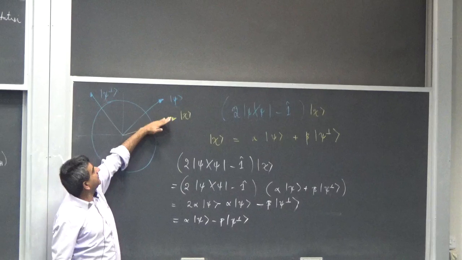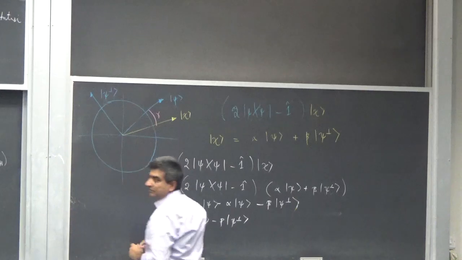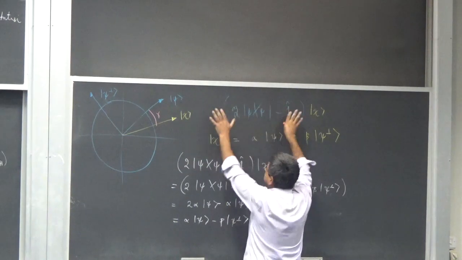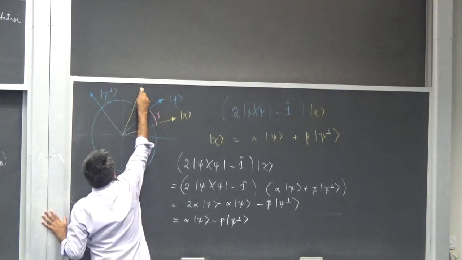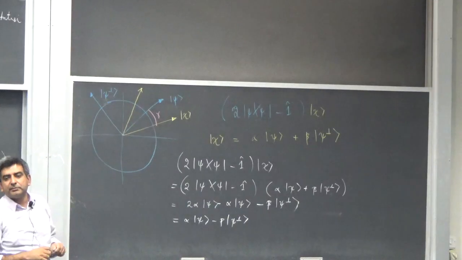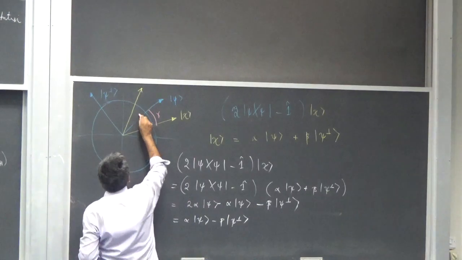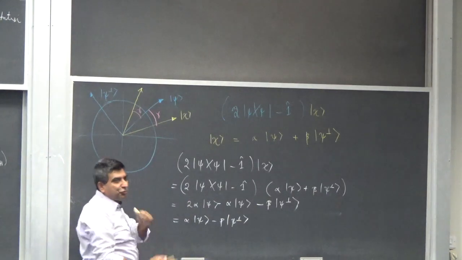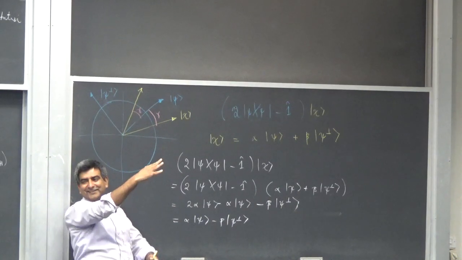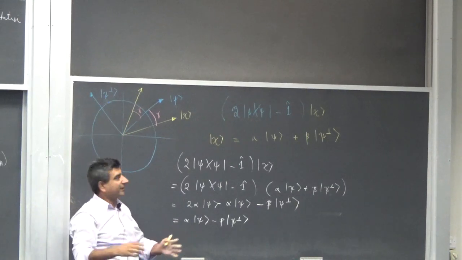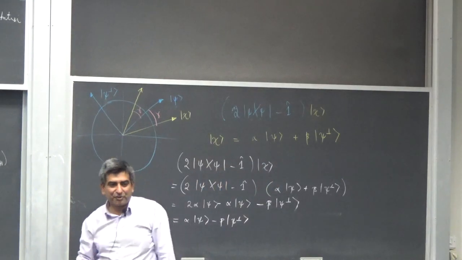So this is going to rotate. If this angle were, say, gamma, then after the application of this amplification operator, the new state will appear on the other side, such that the angles are preserved. So it's a 2 gamma rotation. So it's a reflection operator. So this amplification operator is really a reflection or a rotation operator.